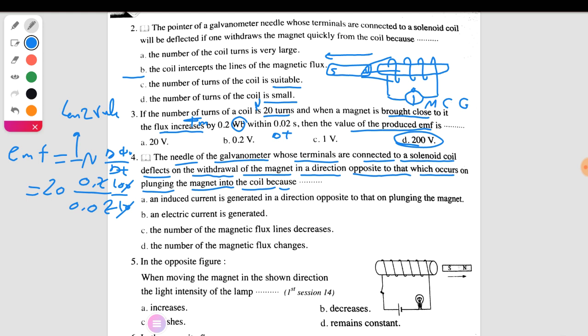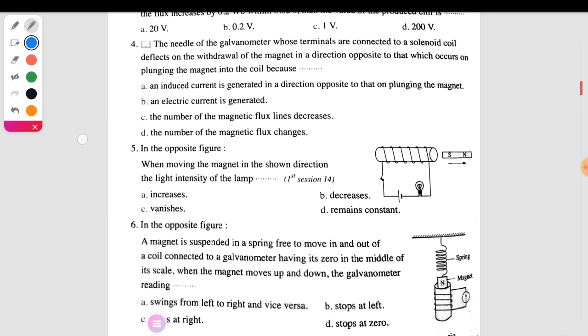This question indicates the needle of the galvanometer whose terminals are connected with the solenoid coil deflects. This deflection is in a direction that opposes the change producing it, according to Lenz's rule. This means that the induced current is generated in the opposite direction to that of plunging the magnetic field. This is the answer of this question.